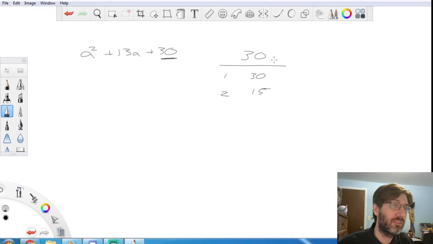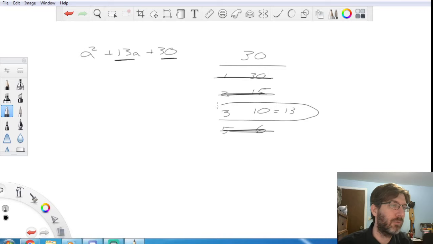So again, we're listing factors of 30. 1 and 30, 2 and 15, 3 and 10. Let's see, is 4 going to work? 4 is not going to work. 5 should work. 5 and 6. So these are our factors of 30. We want the one that is going to add to 13. So 1 plus 30 does not add to 13. 2 plus 15 does not add to 13. This one does, and this one does not. So this here is the one we want.